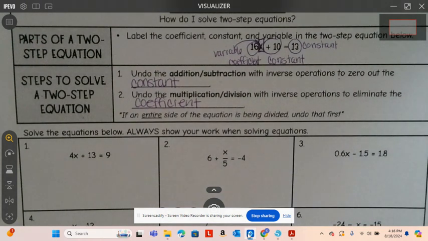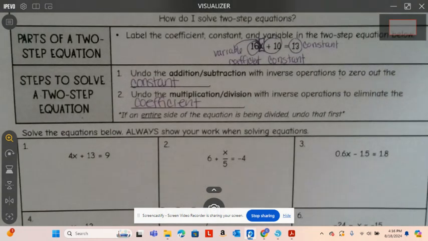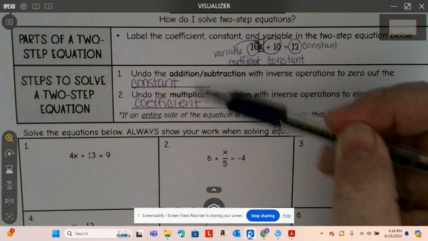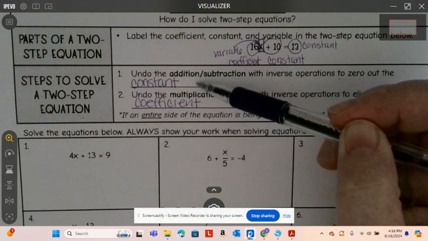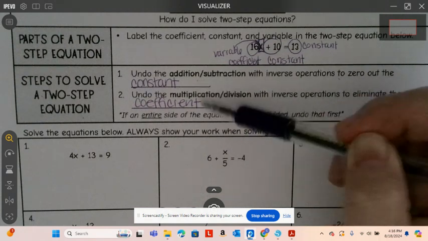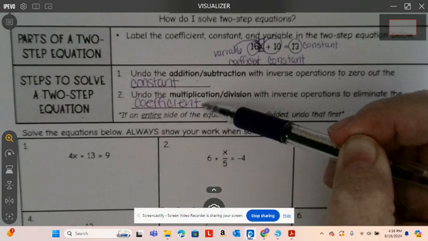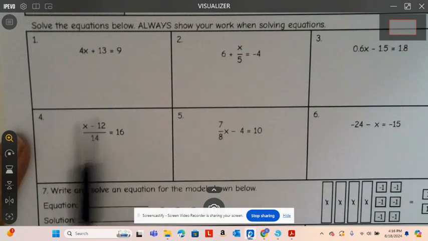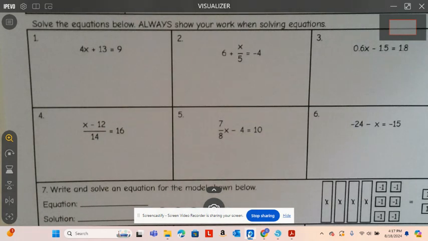If an entire side of the equation is being divided, undo that first. So my only big exception to the rule of add or subtract the constant, then multiply or divide the coefficient is going to be an example like number 4, where the entire expression is being divided. If that's the case, you have to get rid of the division before you move on.